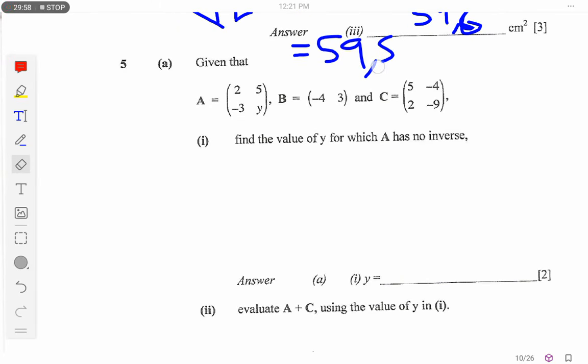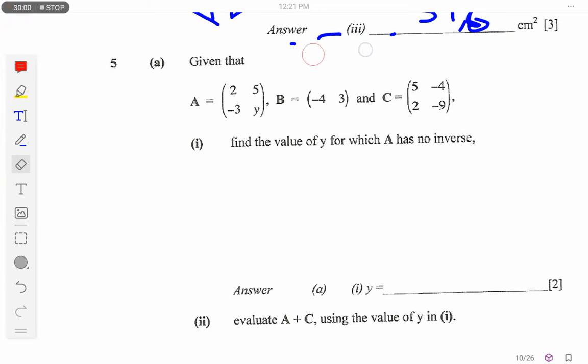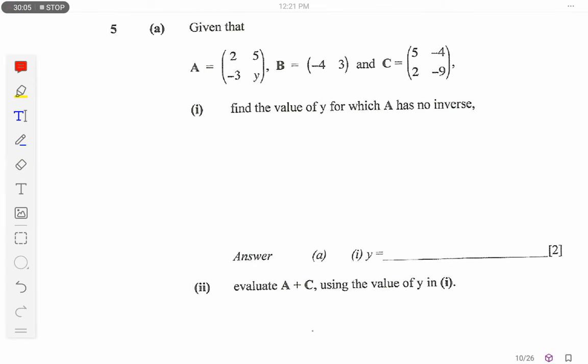Now we are on matrices. I'm not going to read the matrices, I'll go to the question. Find the value of y for which A has no inverse. So basically, when there is no inverse, it means the determinant is going to be equal to 0.